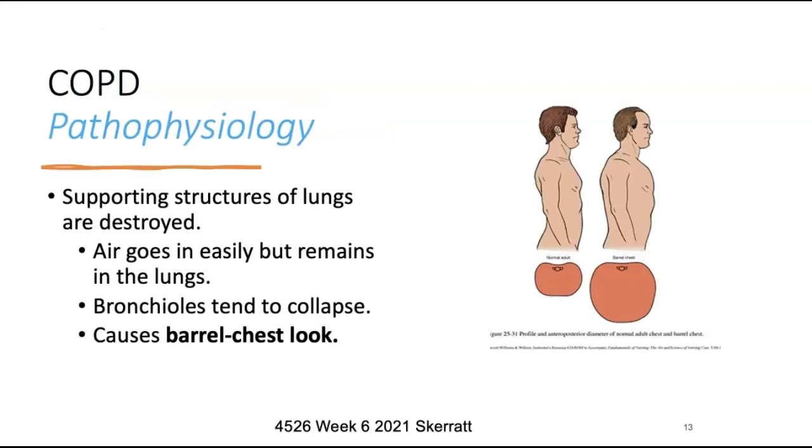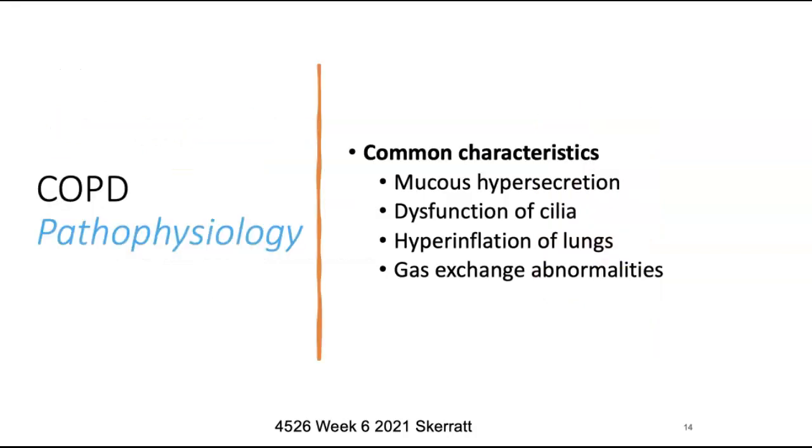Supporting structures of the lung are destroyed, and so air goes in easily but remains in the lungs. The bronchioles tend to collapse, and it causes the barrel chest look of individuals. The barrel chest is on the right side. Common characteristics are mucus hypersecretion, dysfunction of cilia, hyperinflation of lungs, and gas exchange abnormalities. The gas exchange abnormalities result in hypoxemia and hypercarbia, which is increased CO2, as the disease worsens.